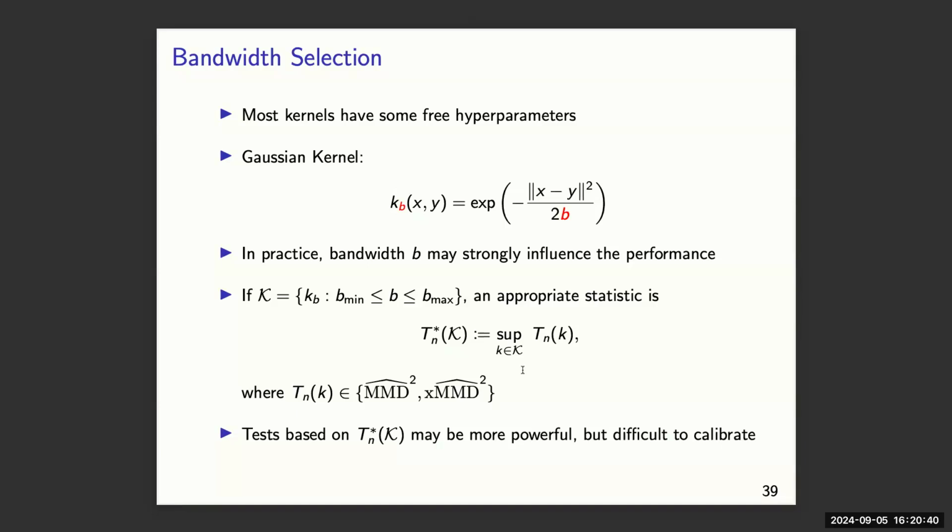Let's say we choose B min and B max, so a range in which we want the bandwidth to lie. Then we can define a statistic as the supremum over all choices of the kernel in this kernel class and compute the statistic for each of those kernels. So the statistic could either be MMD or cross MMD, and we could look at the maximum value over this range of bandwidth. It's natural to expect that the test we construct using this statistic would be much more powerful, but then it's difficult to calibrate, difficult to choose the rejection threshold.